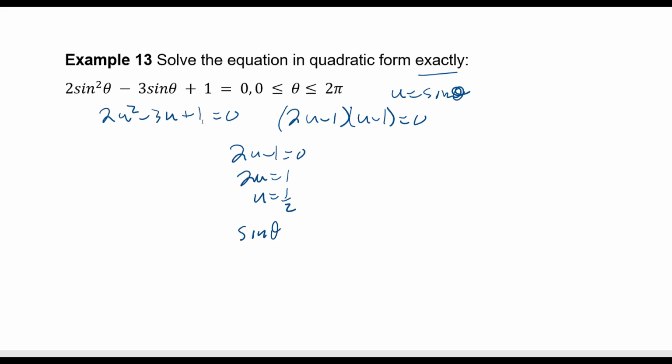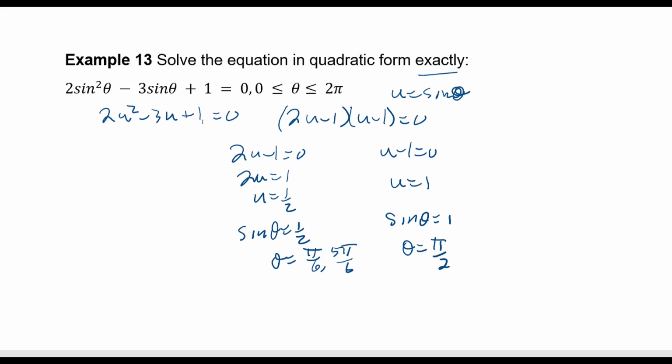So sine theta equals 1/2 when theta is pi over 6 or 5 pi over 6. And then for u minus 1 equals 0, that's where u equals 1. So that's where sine theta is 1, so where theta is pi over 2. So our solutions are pi over 2, pi over 6, 5 pi over 6.